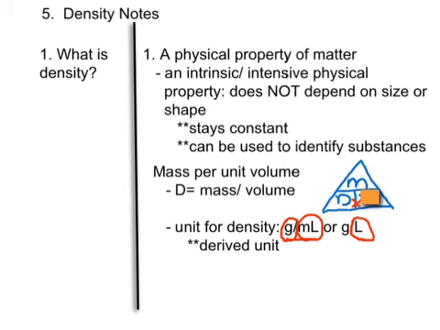So remember, you always want to plug in your unit with your number. If you're solving a density problem, with your number you've got to have the units, either grams per milliliter or grams per liter. And again, it's a derived unit, which means it's more than one type of measurement being made. We're dividing or multiplying numbers to get this special unit. All right, let's take a look at our second question.